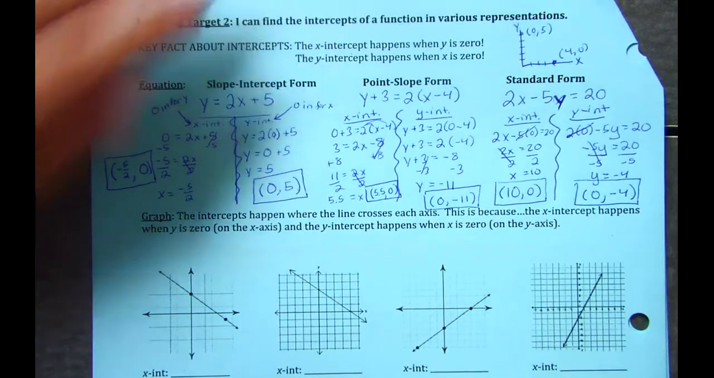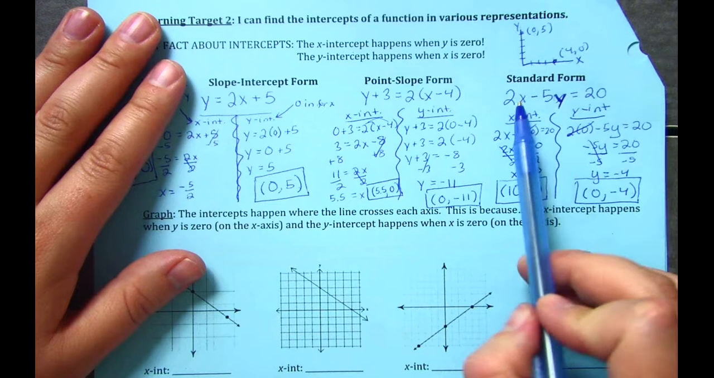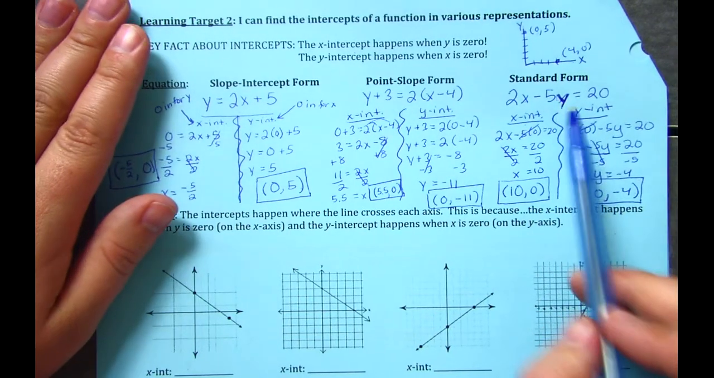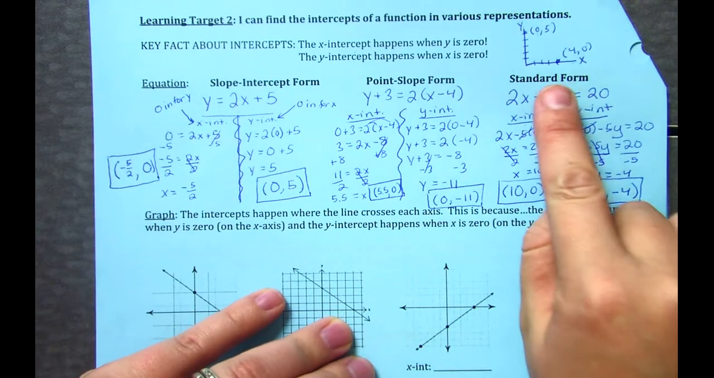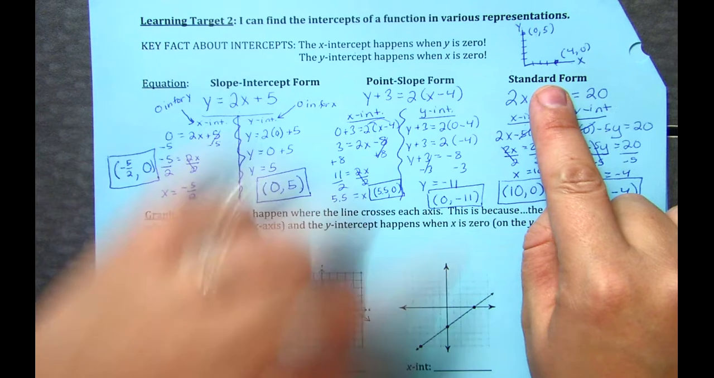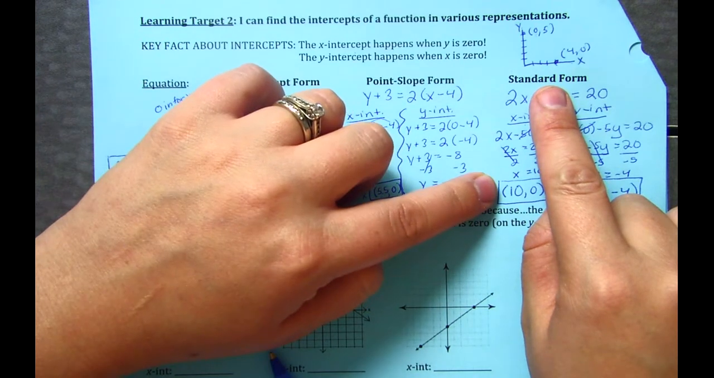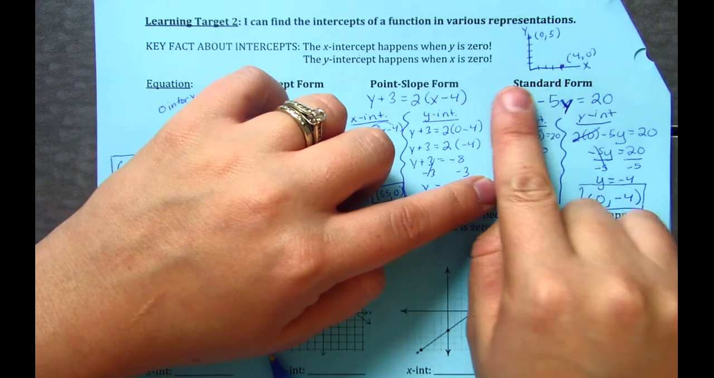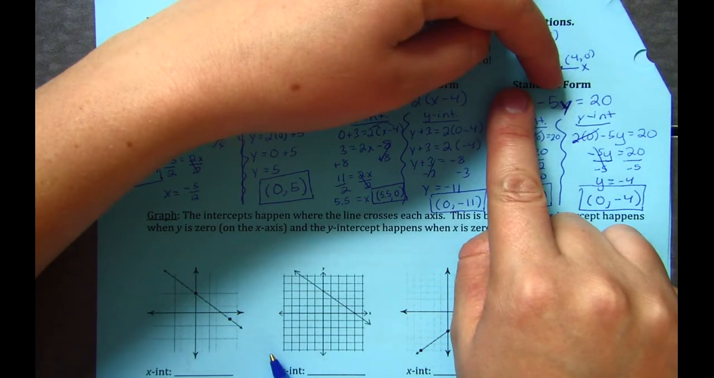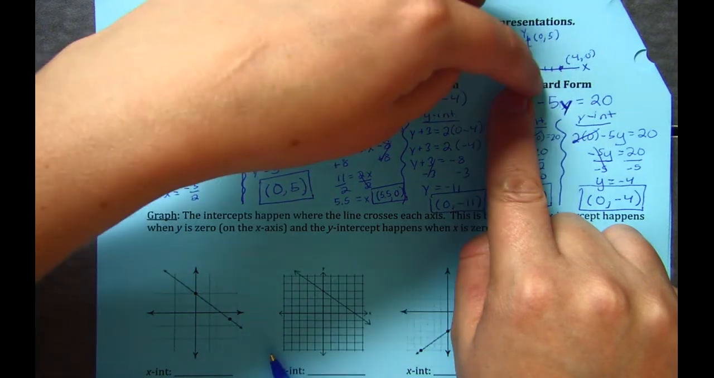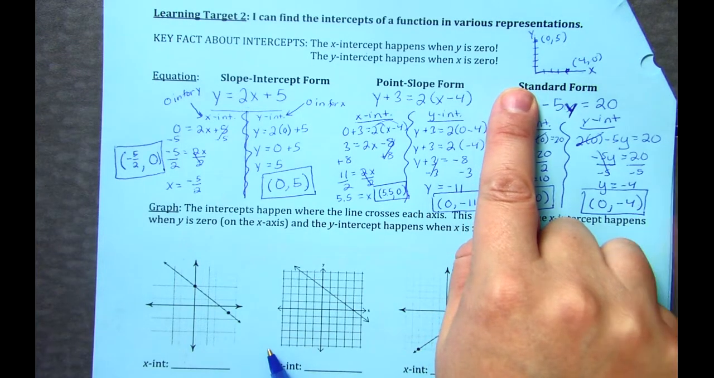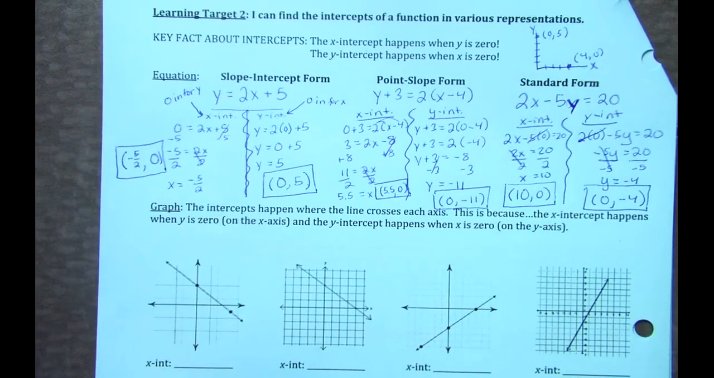Standard form is the nicest for finding the intercepts, because when you put 0 in for each of these, it just disappears. So if I want to find the x-intercept, that just goes away. So I'm really just solving 2x equals 20 and x is 10. If I want to find the y-intercept, I put 0 in for x, and that one goes away. So I'm really just solving negative 5y equals 20. So negative 5 times negative 4 equals 20. So it's right down there. Standard form is the nicest for intercepts.